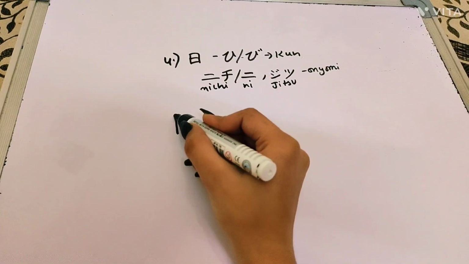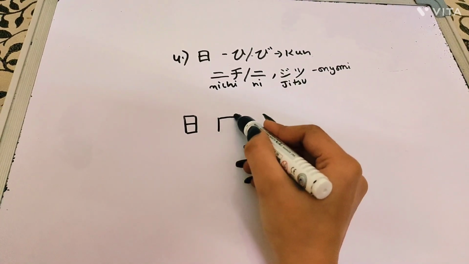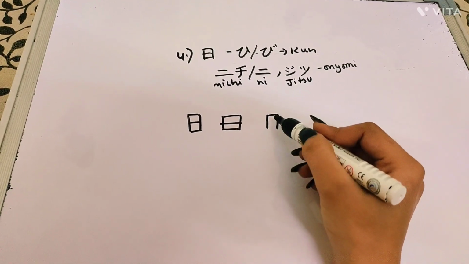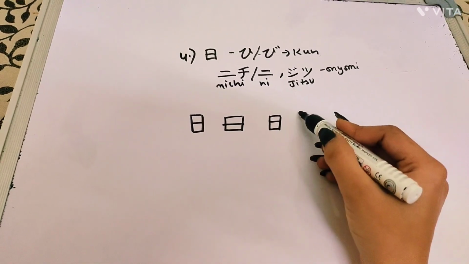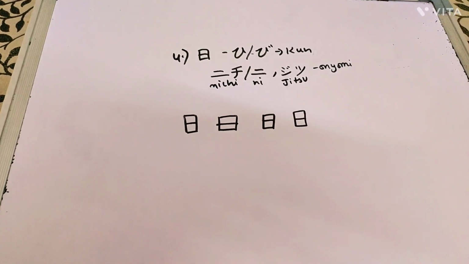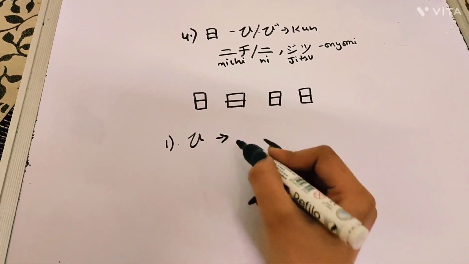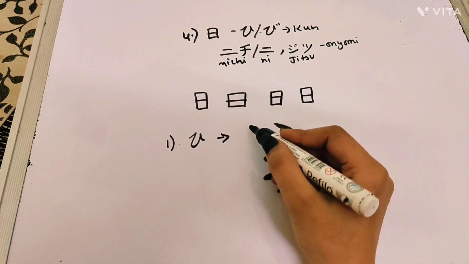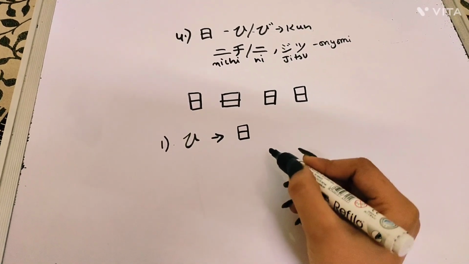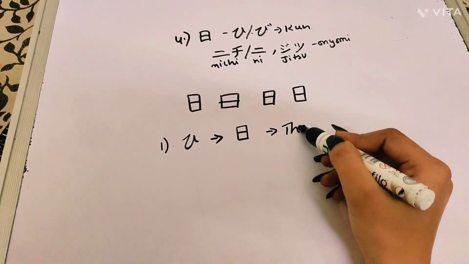Now, draw with me, Minnasan. Ichi, ni, san, yon. Now, let's do the words. First word is he. Draw the kanji of he. The kanji of he is this. He is sun.